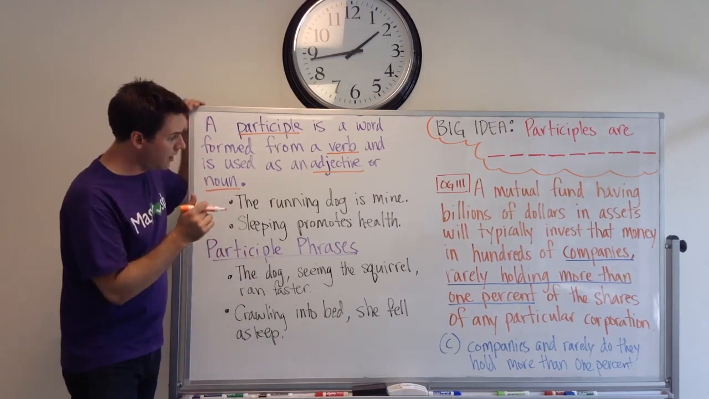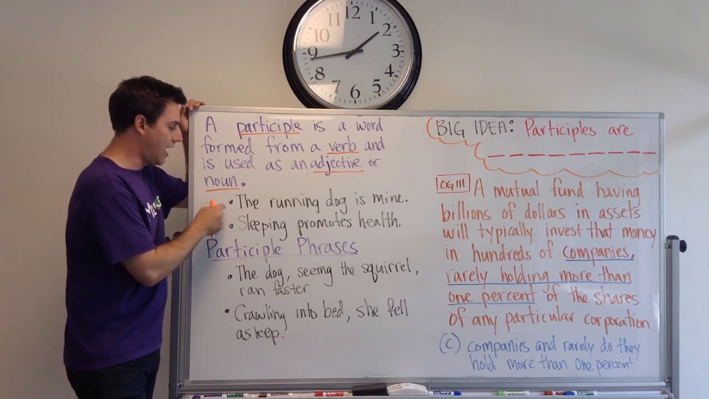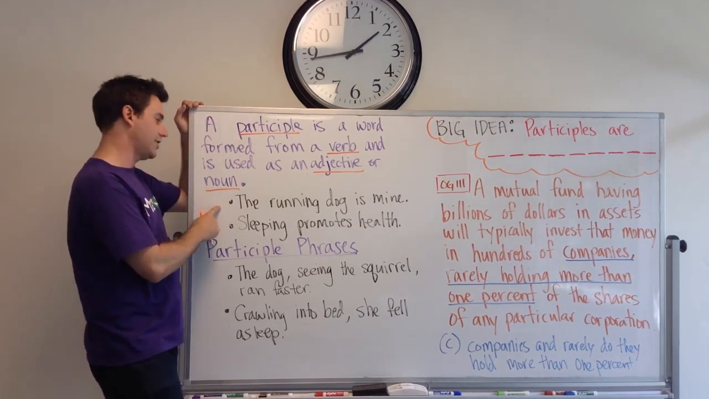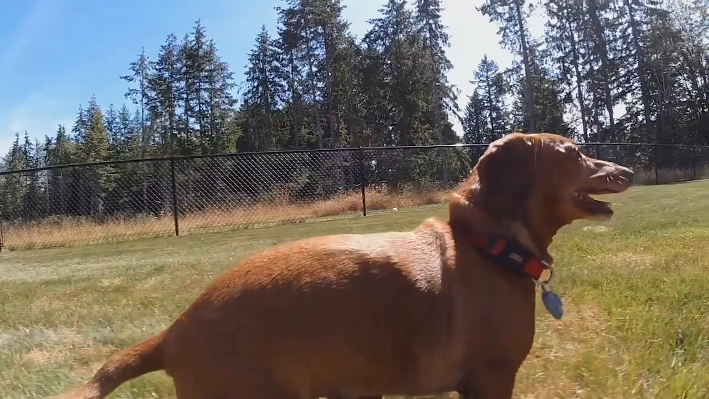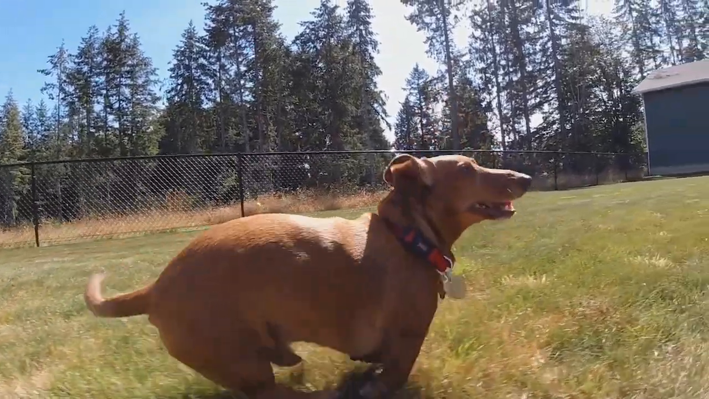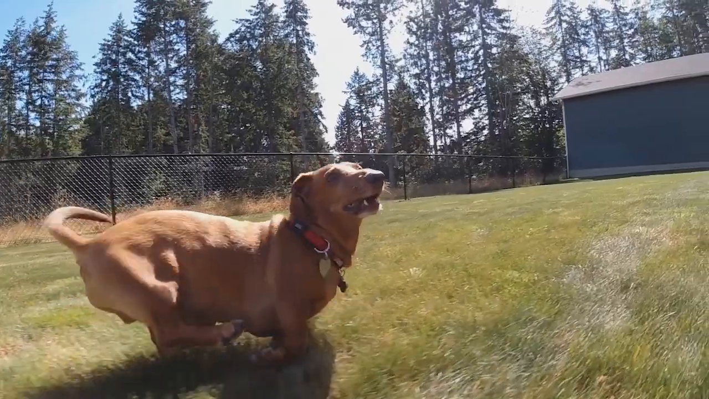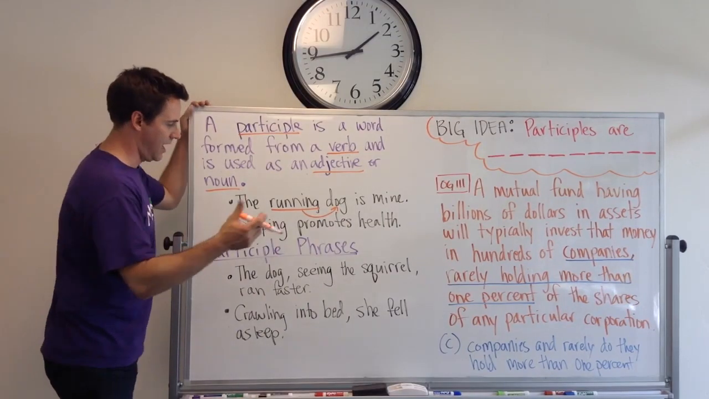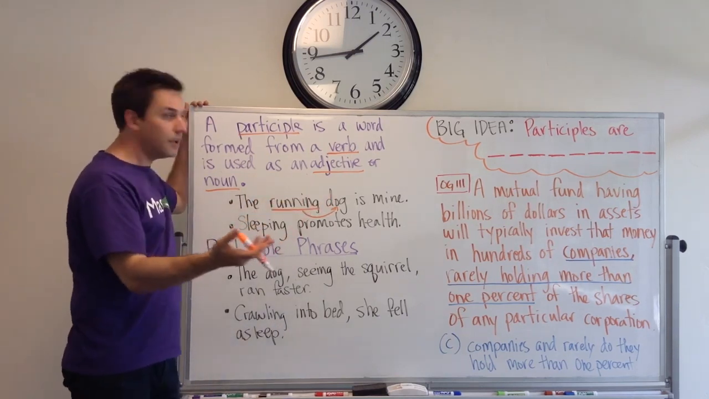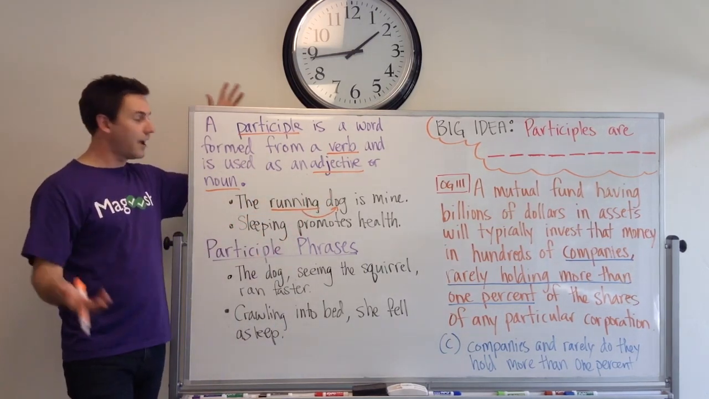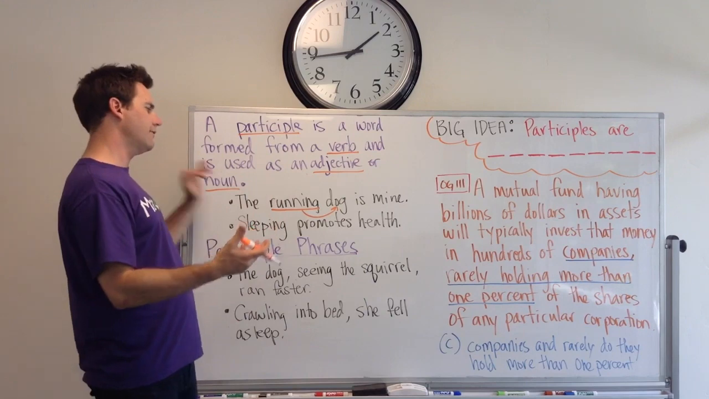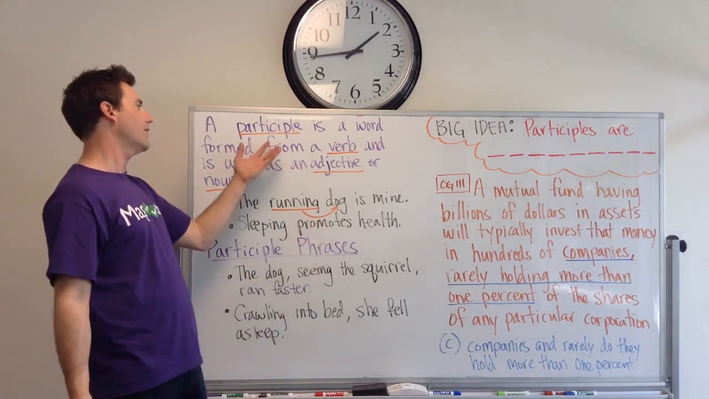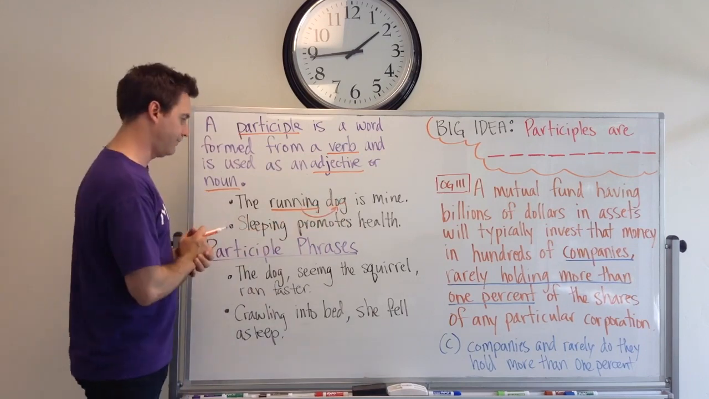So, here we have two examples. In the first example, we have a verb that became an adjective, running. The running dog is mine. Running here describes dog. It's telling us which dog to pay attention to. Run is usually a verb. We use it all the time as a verb. And so it can get kind of confusing, like how did this verb all of a sudden end up as an adjective? Well, that's because we have participles.